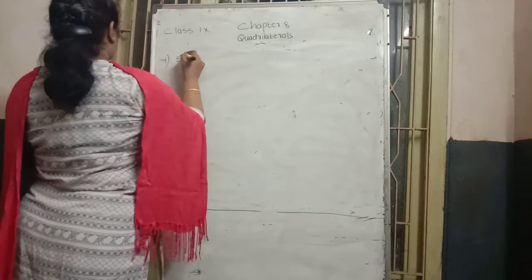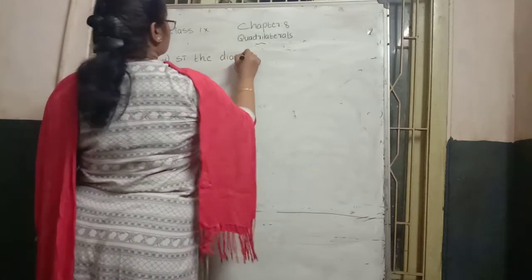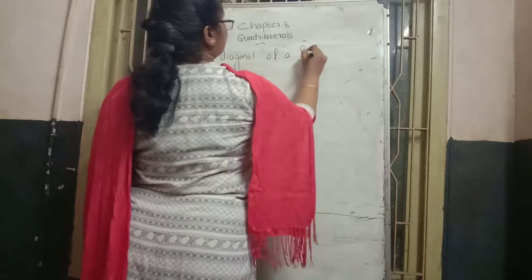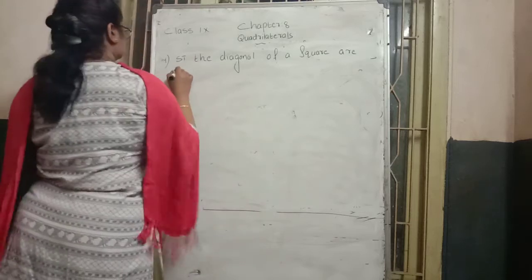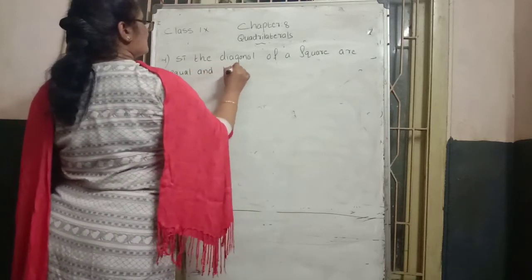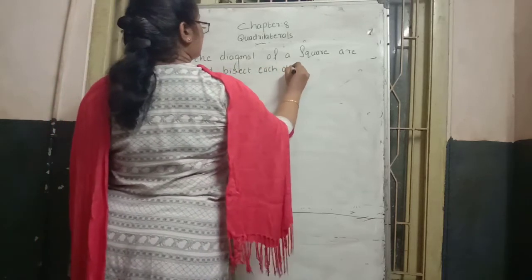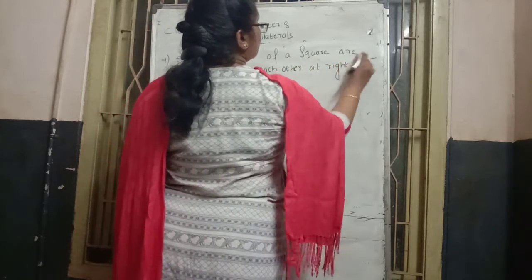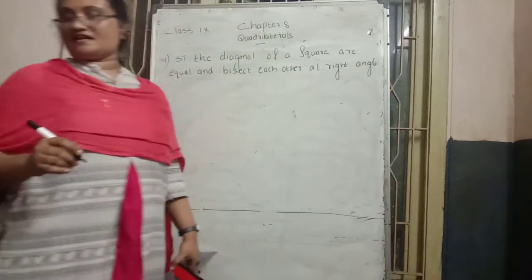Show that the diagonals of a square are equal and bisect each other at a right angle. We want to prove it at a right angle. In this way they are saying that.